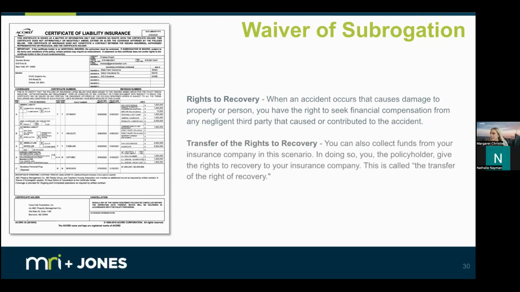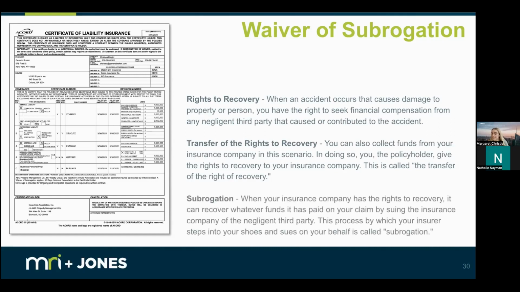Transfer of rights of recovery. You can collect funds from your insurance company in this scenario. In doing so, you, the policyholder, are giving your rights of recovery to your insurance company. So this would be the transfer of rights of recovery. And then subrogation is when your insurance company goes after the original negligent third party that caused the harm.